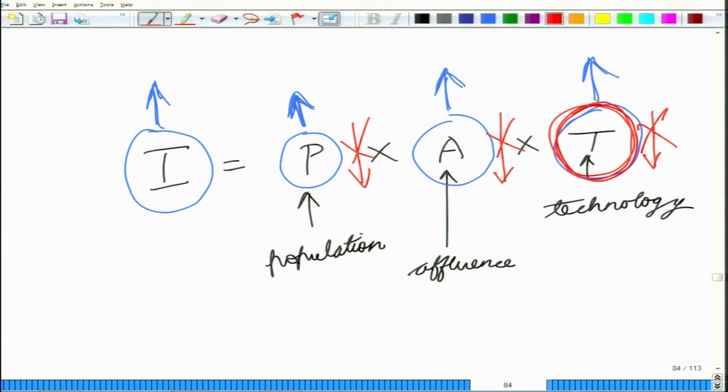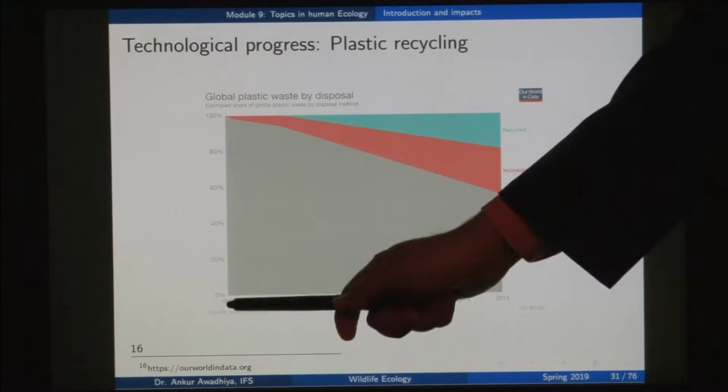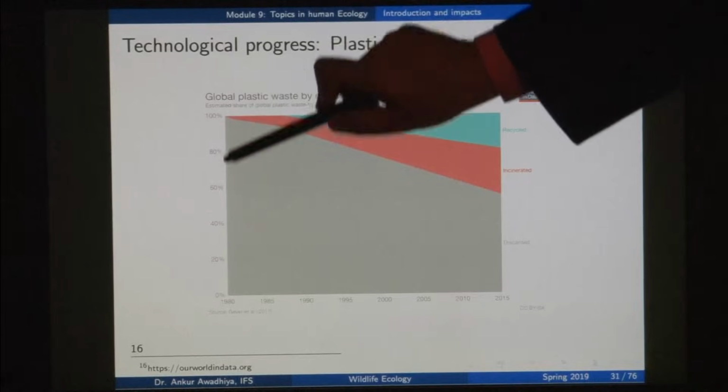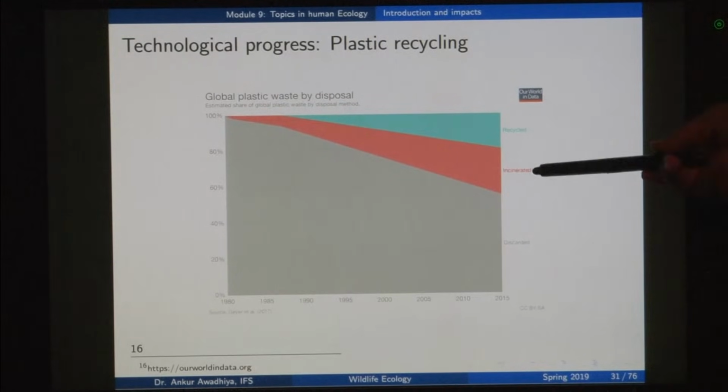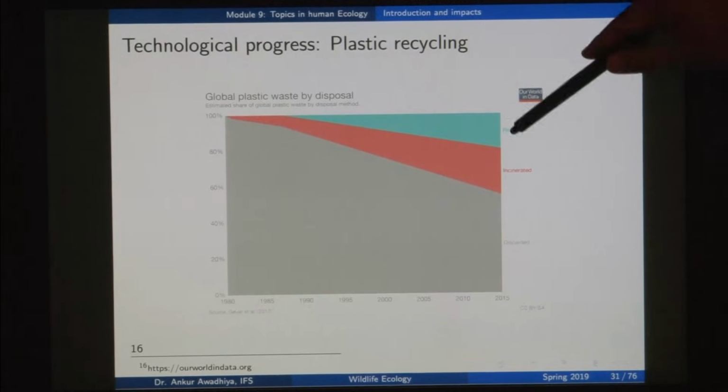Now, one good case study is that of plastics. Here, on the x axis we have the years from 1980 till 2015, and we are looking at the global plastic waste by the modes of disposal. Of the 100% plastics that were produced in 1980, the amount that was recycled or incinerated to produce energy was practically zero. But if we talk about 2015, around 10% or 15% of the plastics is getting recycled. So, we have developed technologies through which we can reduce the amount of plastics that needs to be thrown out into the environment.